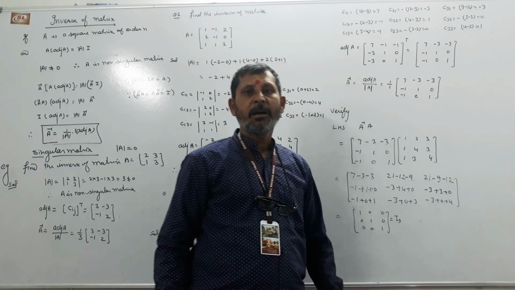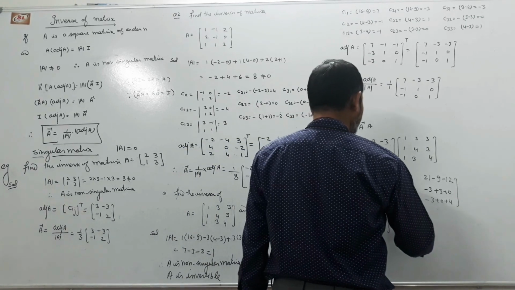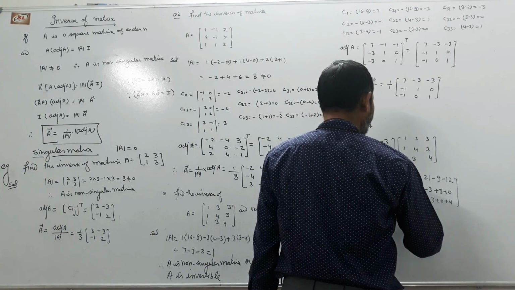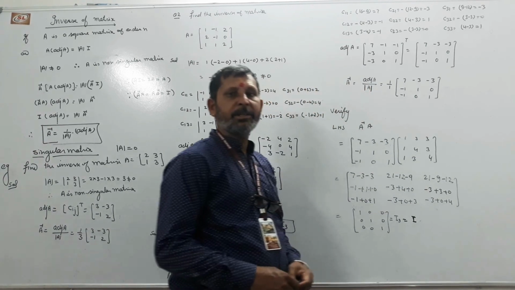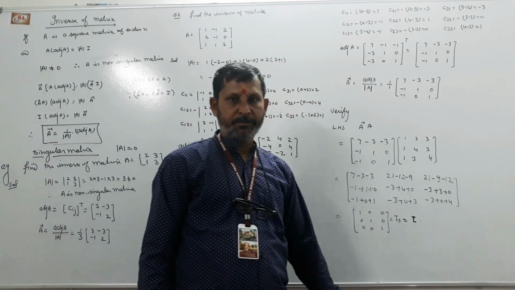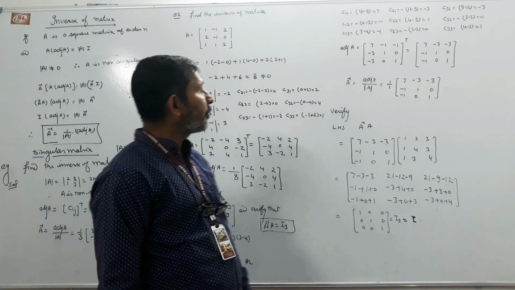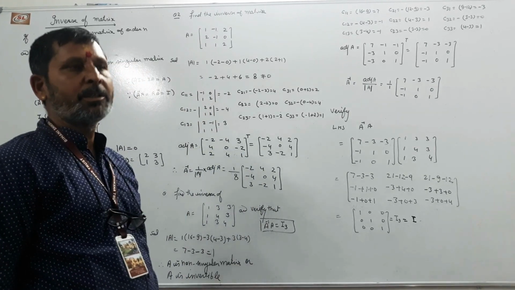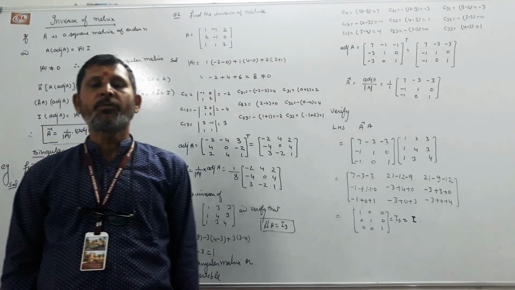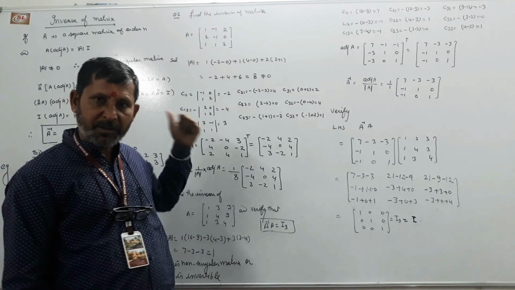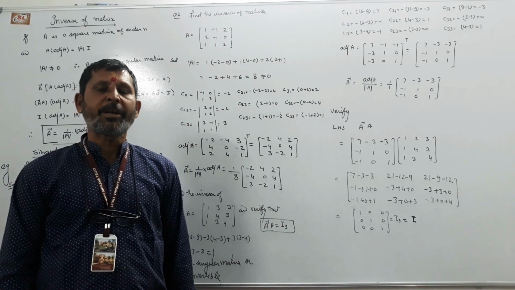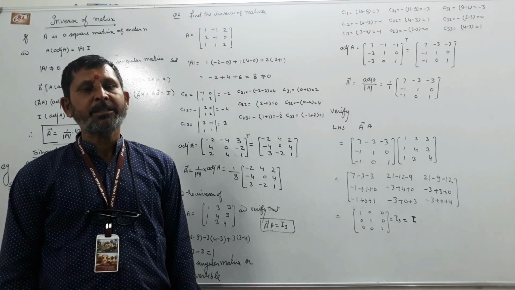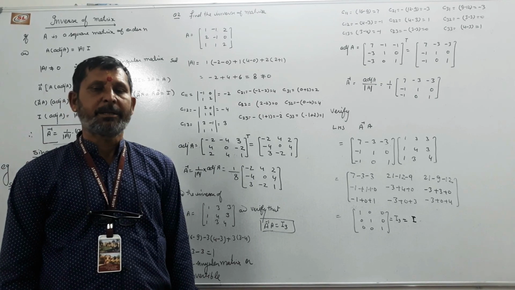Therefore we write I3. It may be written as I. I is the unit matrix and I3 is the unit matrix of order 3. Is it clear? These are the questions on how we can find the inverse. There are two methods to find the inverse of a matrix. This is the first method, by using the adjoint. Using the adjoint of a matrix, we find the inverse of the matrix.